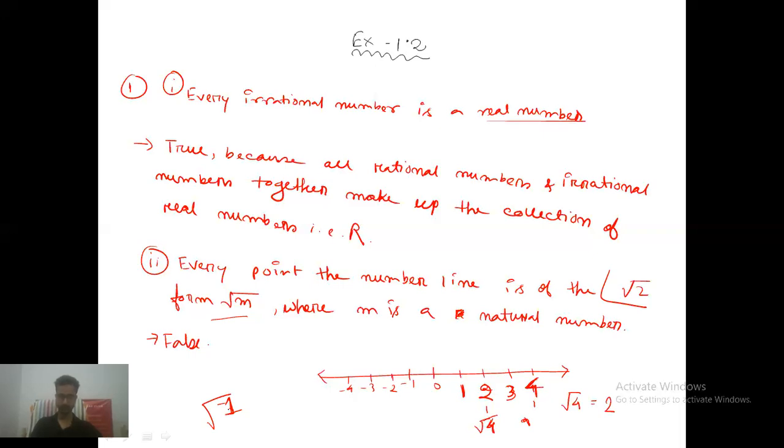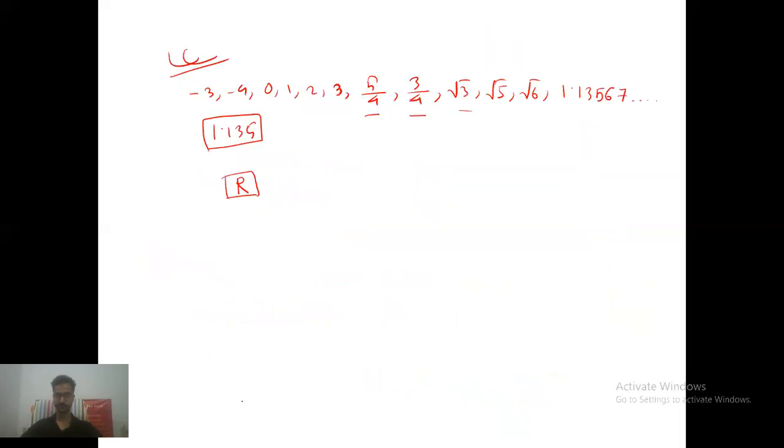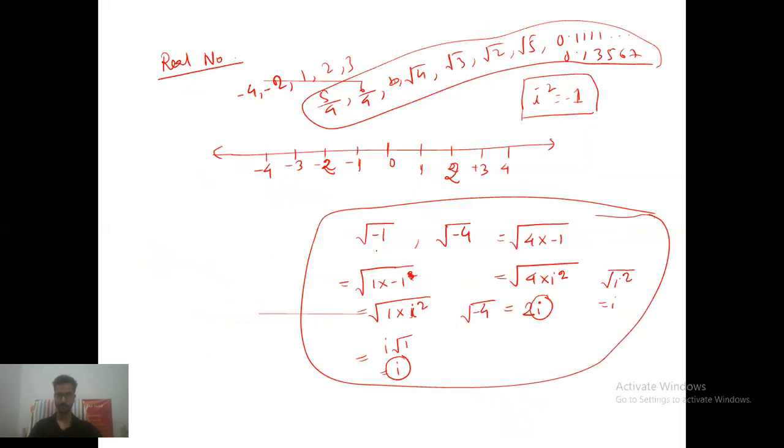Yes or no? But root over -1 we can't plot. Why? Because in the beginning of this class I have discussed the imaginary number. Yes or no? This is imaginary numbers. We have just discussed this one. Imaginary numbers: root over -1, root over -4, 2i. These are imaginary numbers, and we can't plot imaginary numbers on a number line. We can only plot the real number on a number line. In the beginning of our class, I have discussed this thing: imaginary number, real number. We can only plot the real numbers on the number line.